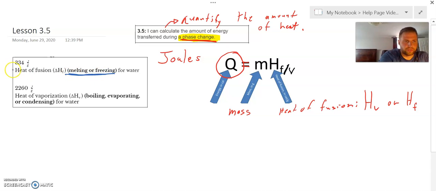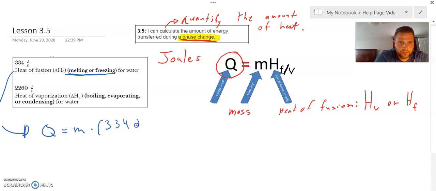here's what your equation is going to look like for Q. It's going to say heat is equal to mass times, and the constant we're going to use now is 334 joules per gram.